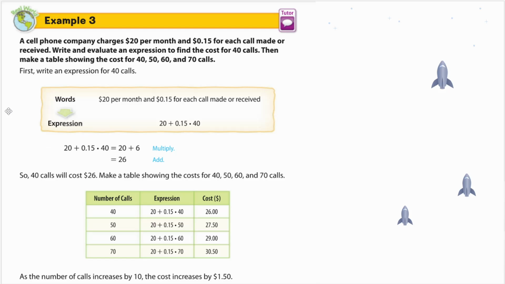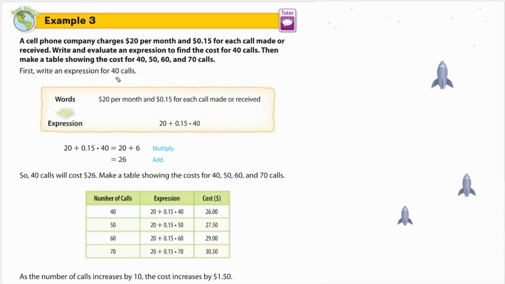Next, let's look at this example, this real life type example. A cell phone company charges $20 per month and 15 cents for each call made or received. Write and evaluate an expression to find the cost for 40 calls. Then make a table showing the cost of 40, 50, 60, and 70 calls.